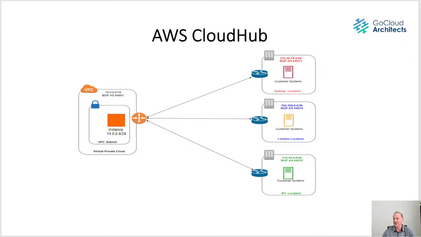CloudHub is a fantastic way to deal with this. What does CloudHub do? It enables you to create an environment where you can connect your VPCs in a hub and spoke environment. But let's say we've got a Sydney location, a London location, a New York location. They can all use VPNs, for example, to connect to the VPC, and they can all talk to each other through the VPC. This is transitive routing, complete transitive routing.